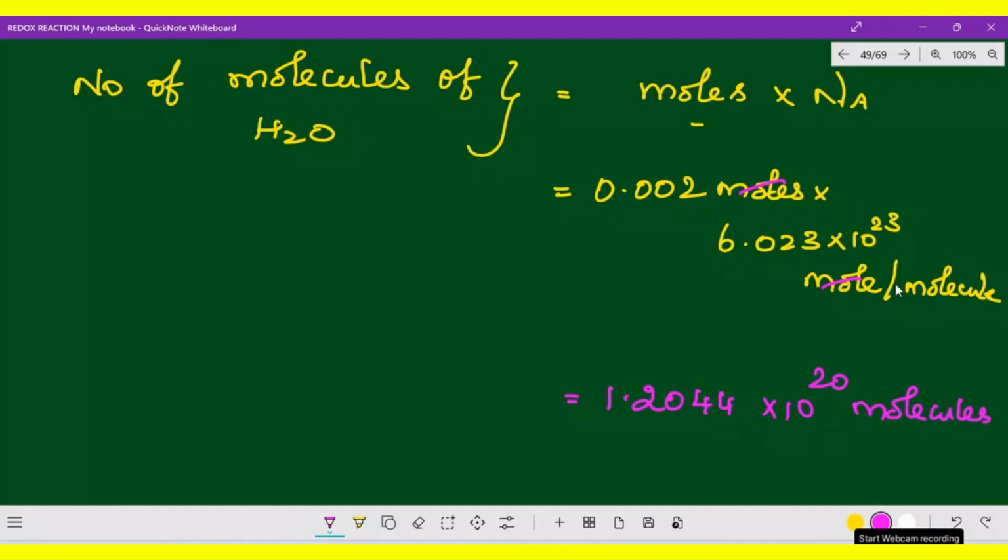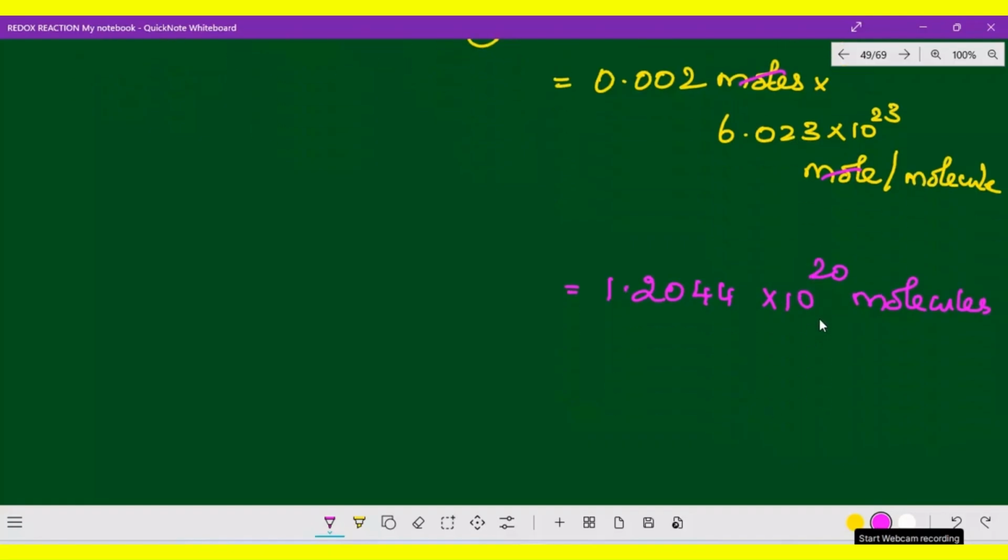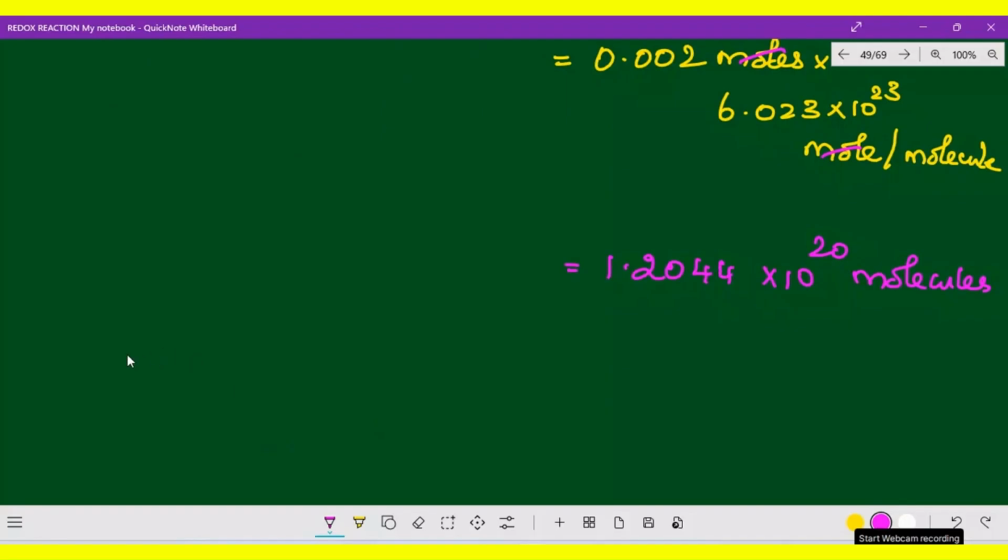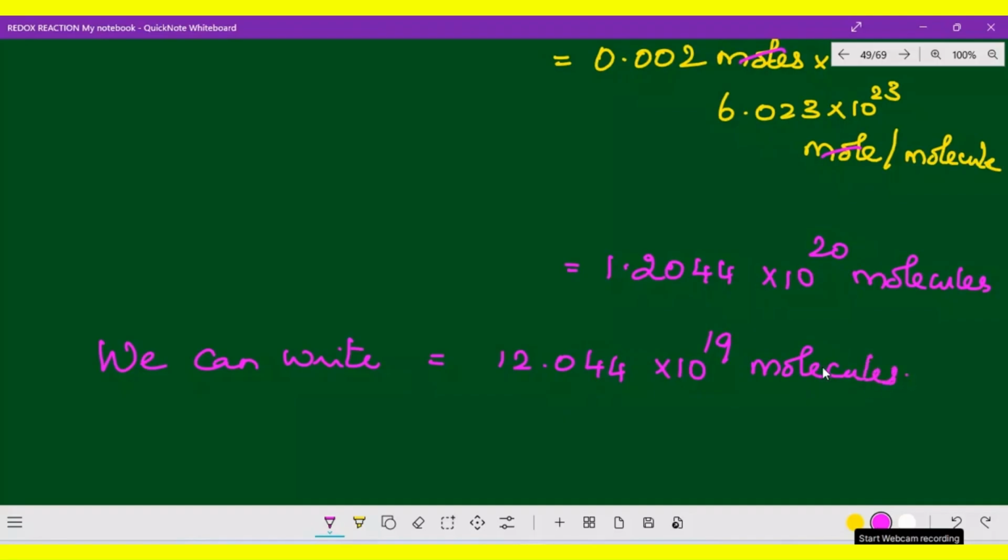See, here you are multiplying only mole per molecule, that is a unit. So here you will be getting 20, right? Now we can write it: 12.044 into 10 to the power of 19 molecules. What is the answer? These 2 drops of water molecules are equal to 12.044 into 10 to the power of 19 molecules.